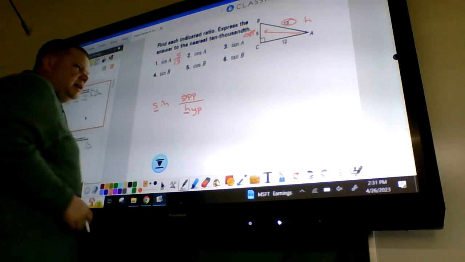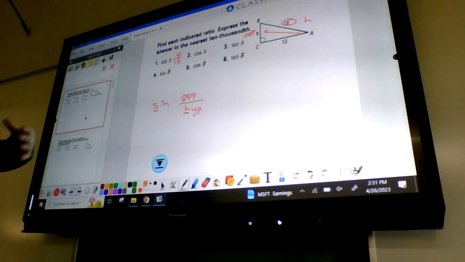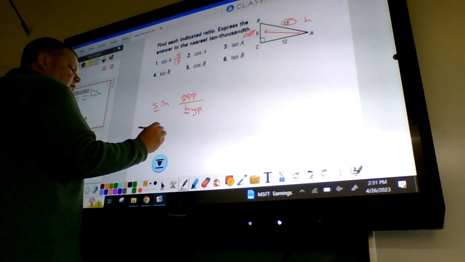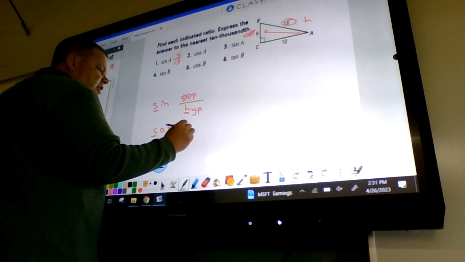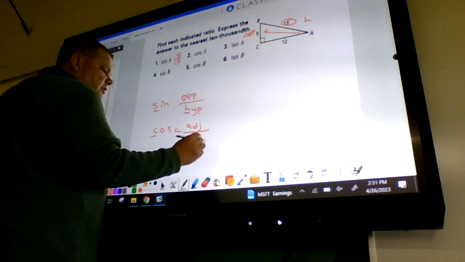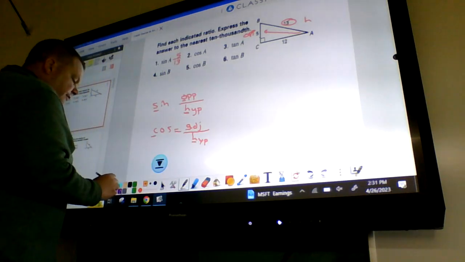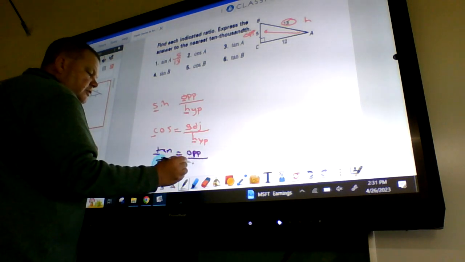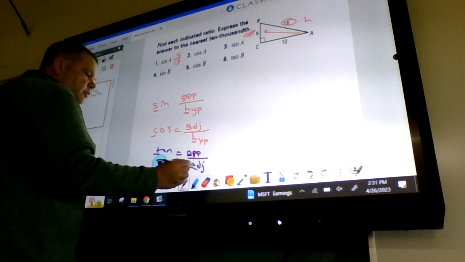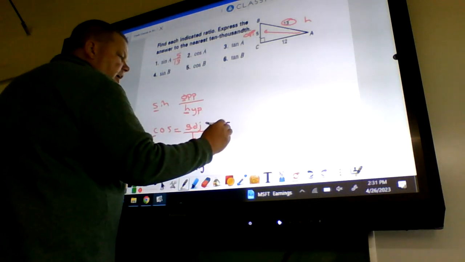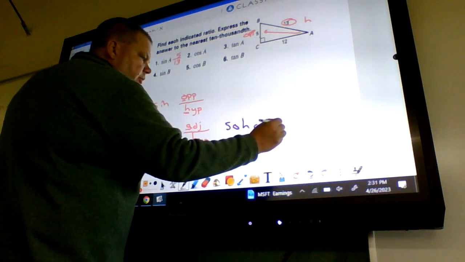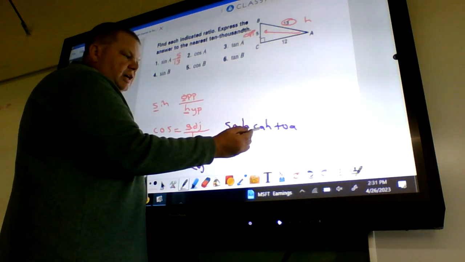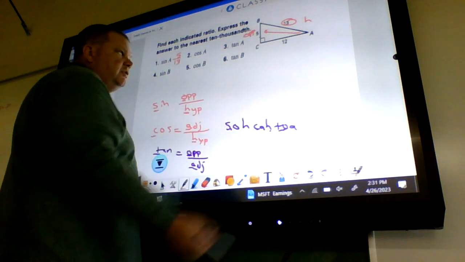The sine is the opposite over the hypotenuse. Our cosine is equal to the adjacent over the hypotenuse. And we're going to finish with a tangent, which is the opposite over the adjacent. So we're going to refer to it as SOHCAHTOA as our acronym that we will use to remember how our ratios go. Sine is opposite over hypotenuse, cosine is adjacent over hypotenuse, and tangent is opposite over adjacent.